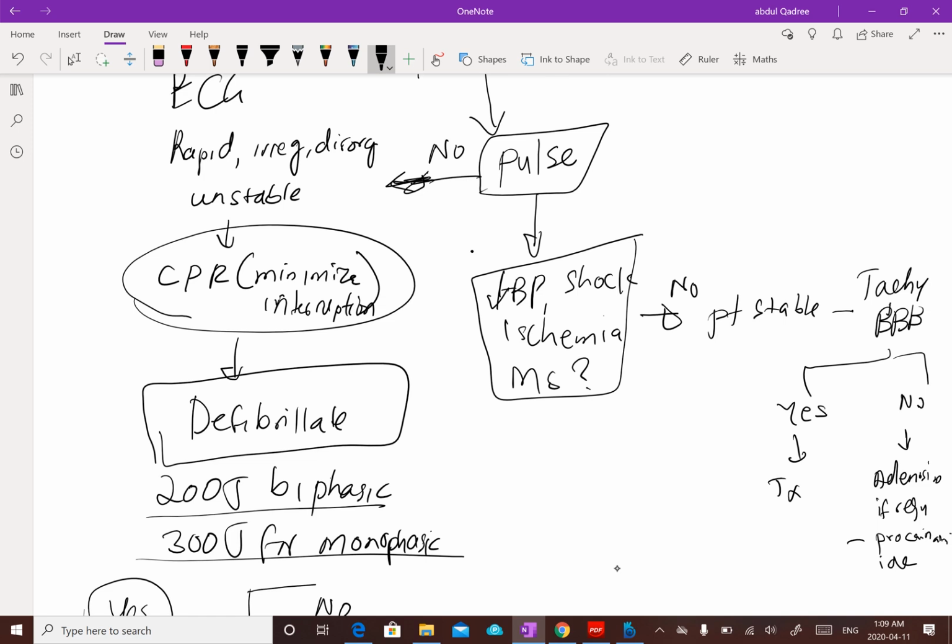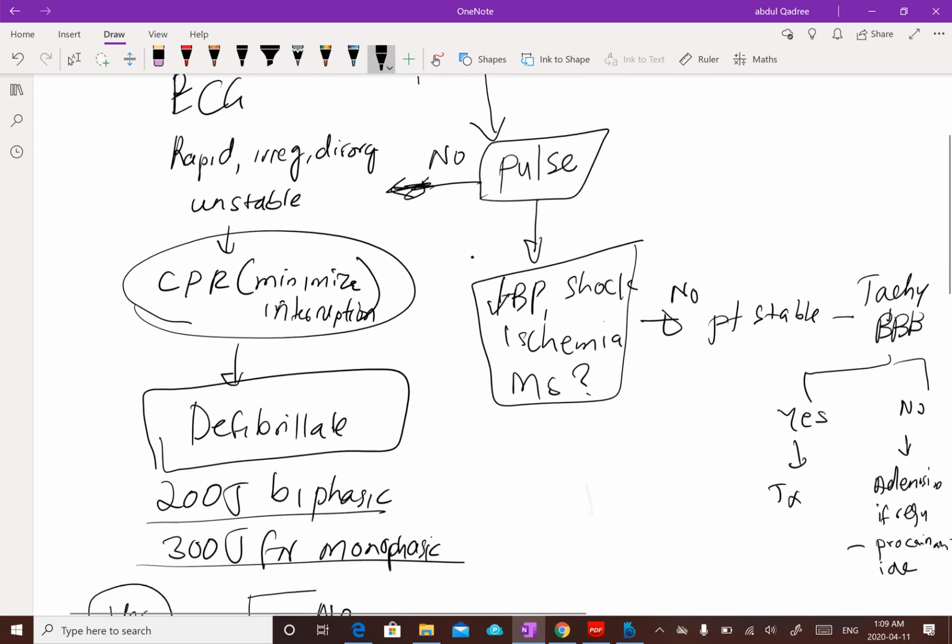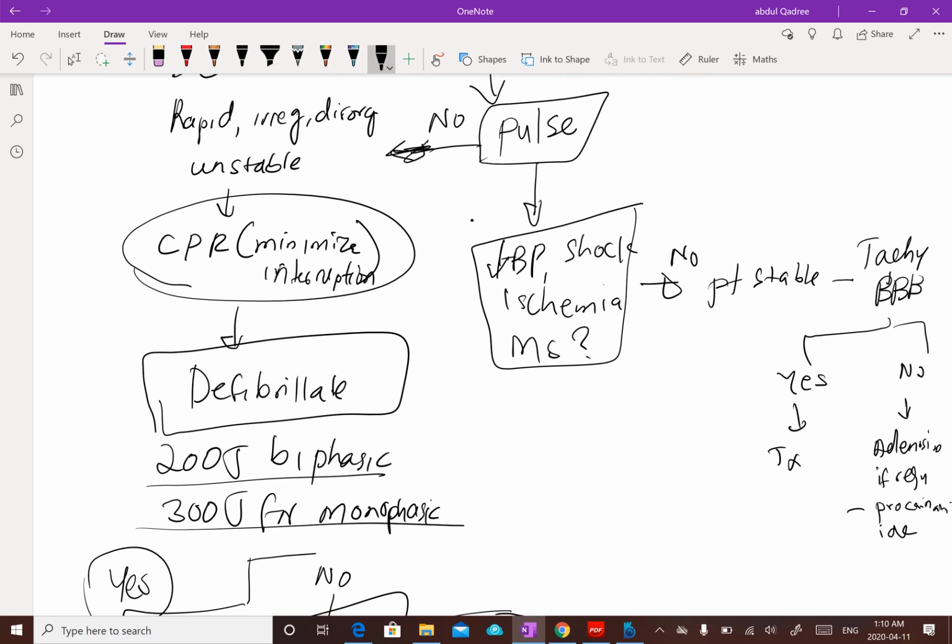All right, so let's say this patient had low blood pressure, shock, ischemia, or altered mental status. Then what would you have done? Then of course you would give the patient a synchronized DC cardioversion, starting at 100 joules.